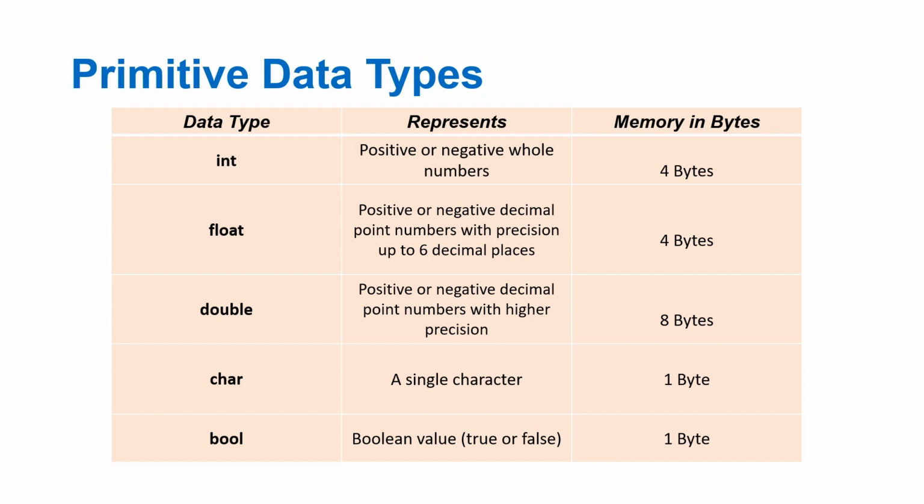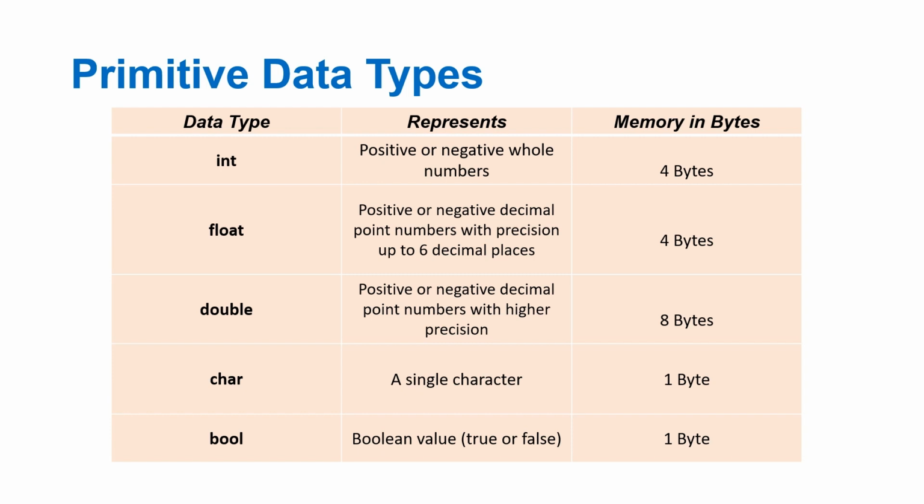The chart here represents different primitive data types available in C++. First one is the int data type, which represents positive or negative whole numbers, and the amount of memory required by integer data is 4 bytes. Next we have the floating data type, which is represented by the keyword float. Floating data type represents positive or negative decimal point numbers with precision up to 6 decimal places. The amount of memory space required for storage of floating data type is 4 bytes.